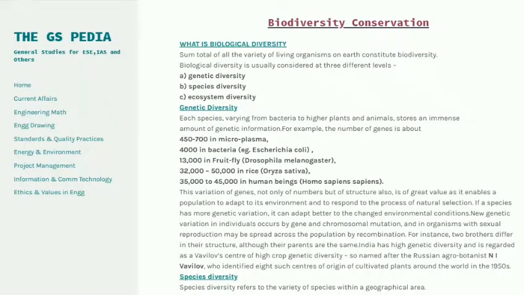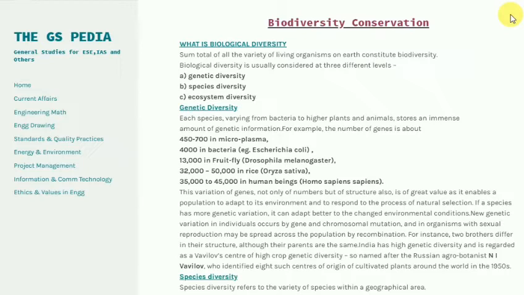Biodiversity conservation. What is biological diversity? The sum total of all the variety of living organisms on Earth constitutes biodiversity. Biological diversity is usually considered at three different levels: A. Genetic diversity, B. Species diversity, C. Ecosystem diversity.